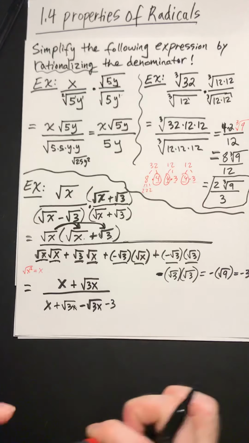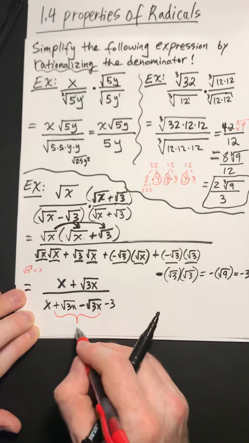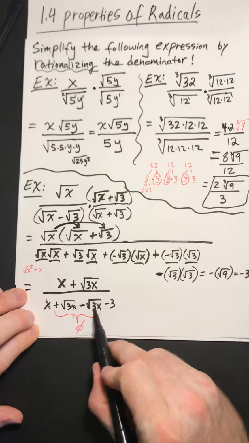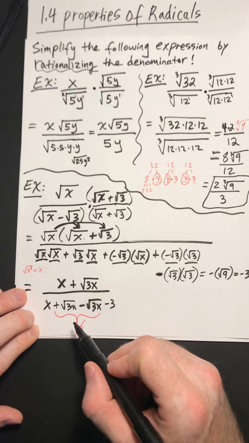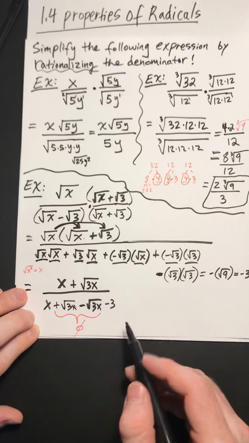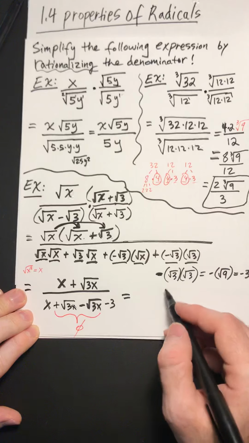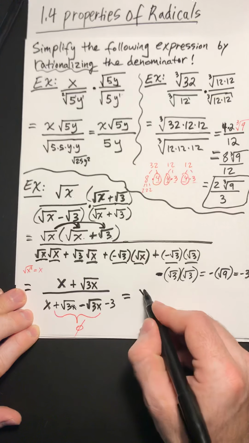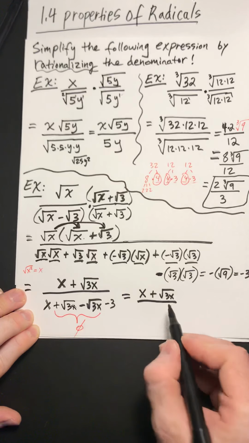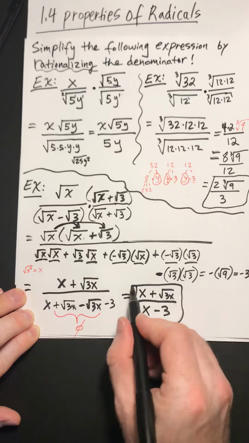What's going to happen here that's so great about multiplying by the conjugate? These terms should cancel, your middle terms here. And why is that good? Because that gets rid of the radical in the denominator and rationalizes the rational expression. So this is x plus square root 3x divided by x minus 3. Boom.